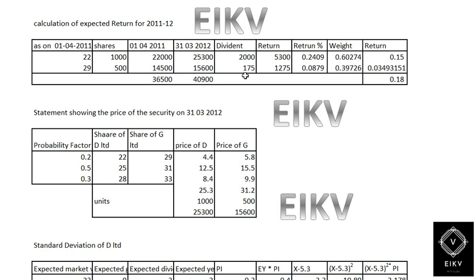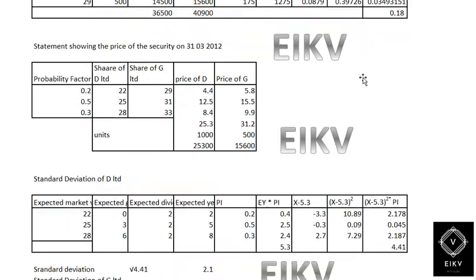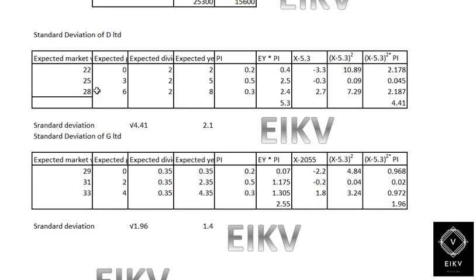And then we will compute the weight. So weight would be taken from the amount, or the market price at the beginning of the year, that is 35,500. And when we multiply the weight with the return, we will get the total return as 15% and 0.034%. And when we add those, it would be around 18%. Now the computation of standard deviation.